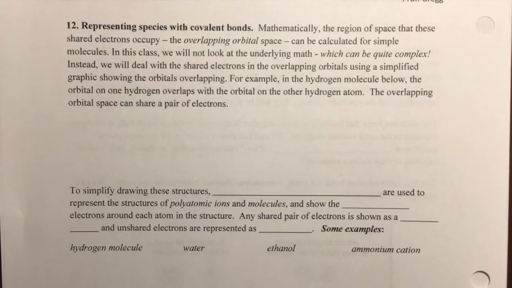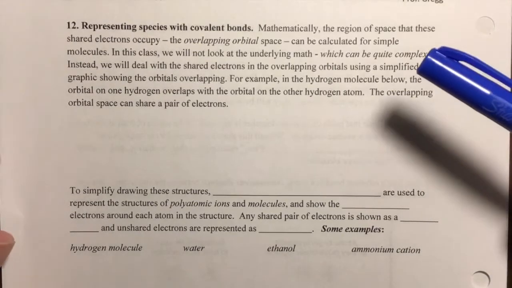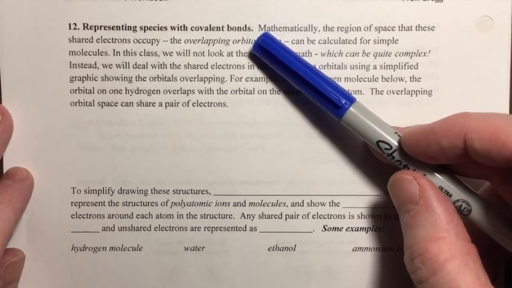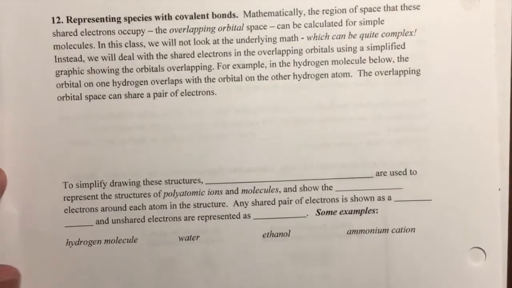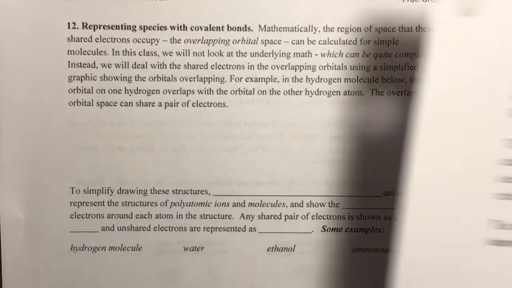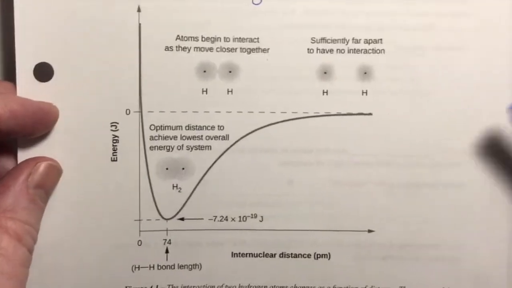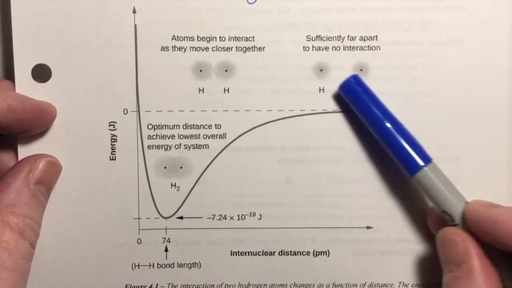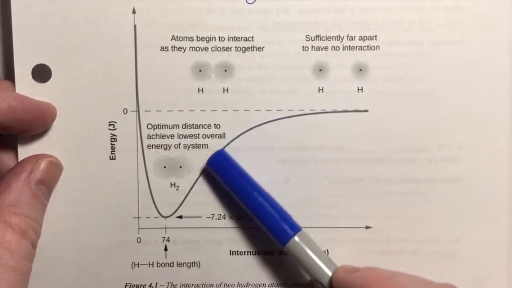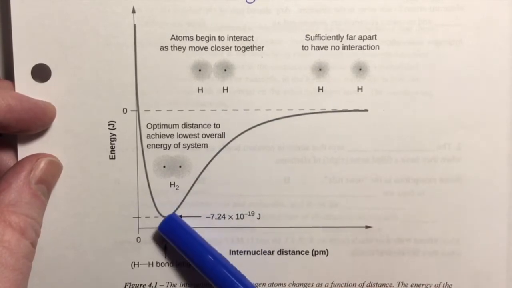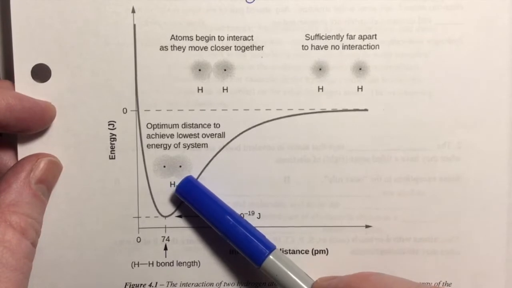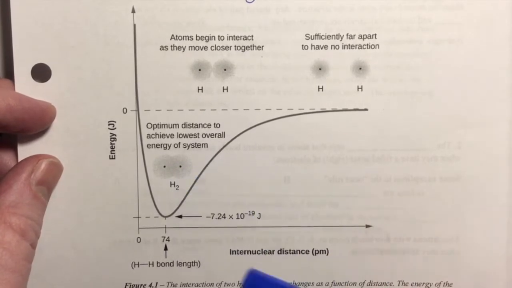Hello everyone. In this video, I'm going to talk about how we represent species with covalent bonds. Basically, how we draw them so that it's obvious that we have a covalent bond. In my previous video, I showed you how as the internuclear distance for two atoms gets smaller and smaller, we have the most stable distance between them, and that internuclear distance becomes the bond length.